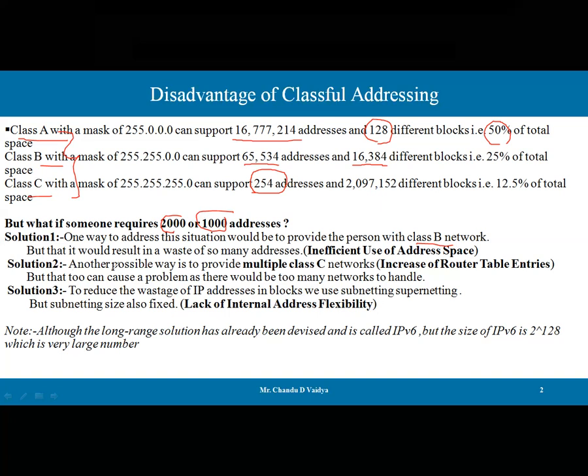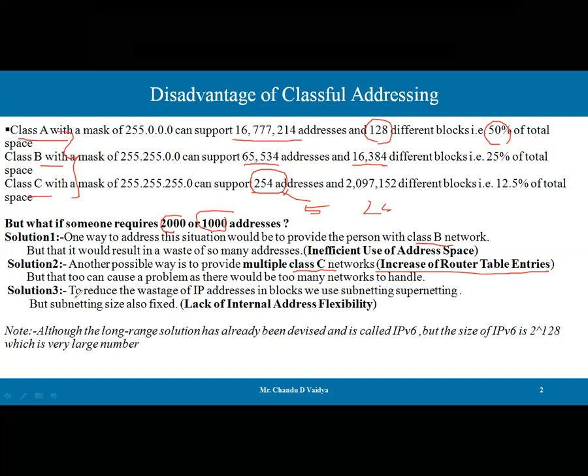Solution number two, another possible way, is to provide multiple class C networks. For this problem statement, I can use multiple class C networks, but that increases the router traffic. If I want 1000 IP addresses, then 254 times, let's say, 5 is required. So 5 times I need to maintain different networks, and maintaining different networks is also very difficult, guys. So it will increase the router table entries. So this is not that good a solution.